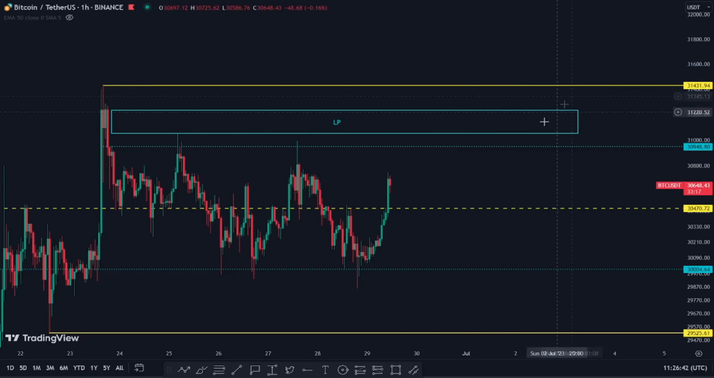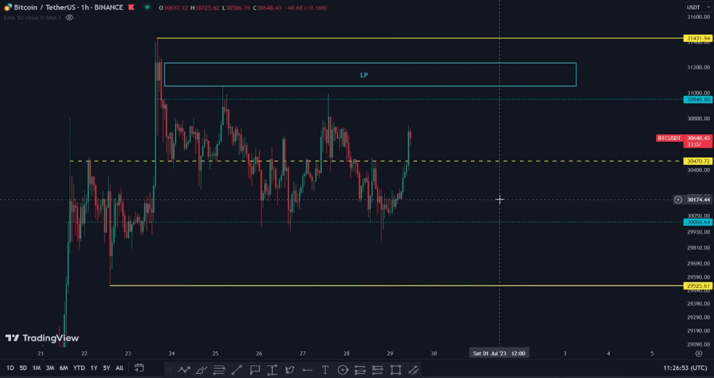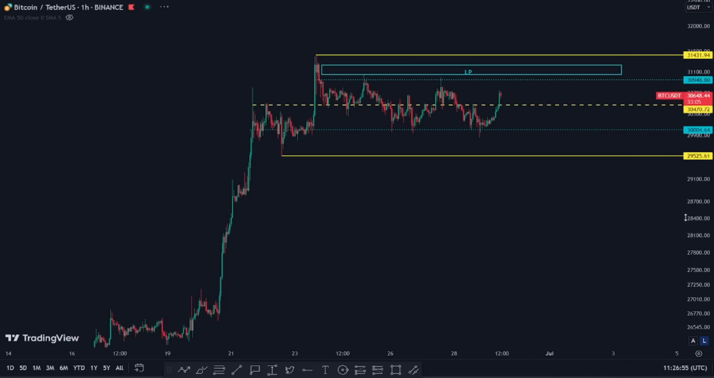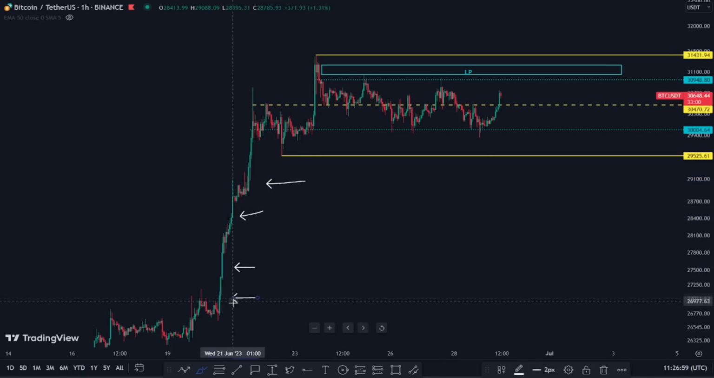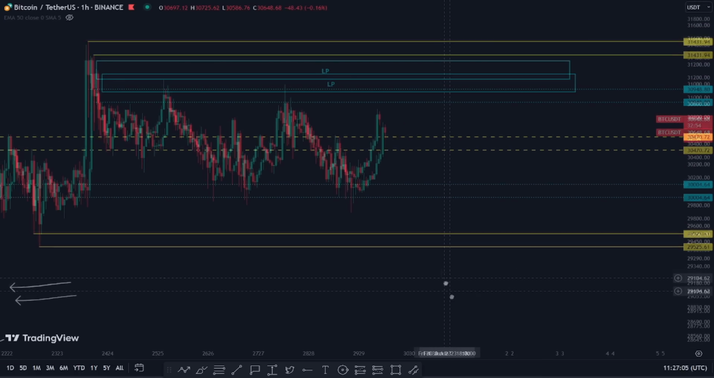I think that it's likely that price comes to and fills this liquidity pool, and if it goes higher, then be ready for that deviation, okay? But in the midterm, I think that we have to fill all these imbalances here, okay? Check out these zones, how many liquidity pools you got here, okay? Even all the way to 27k, all right? That's what I think, guys.